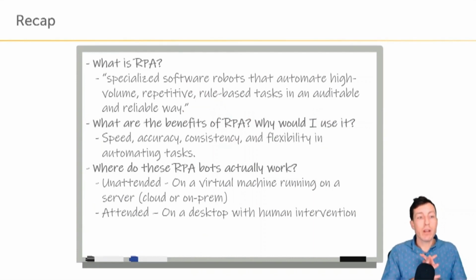So, brief recap. What is RPA? Go back to our definition: specialized software robots that automate high volume, repetitive, rule-based tasks in an auditable and reliable way. What are the benefits of RPA and why would I use it? Speed, accuracy, consistency, and flexibility in automating tasks. Where do these RPA bots actually work? When they're unattended, they would usually run on a virtual machine that's running on the cloud or on an on-prem server. When it's attended, they could run on the desktop with human intervention to automate part of those tasks.